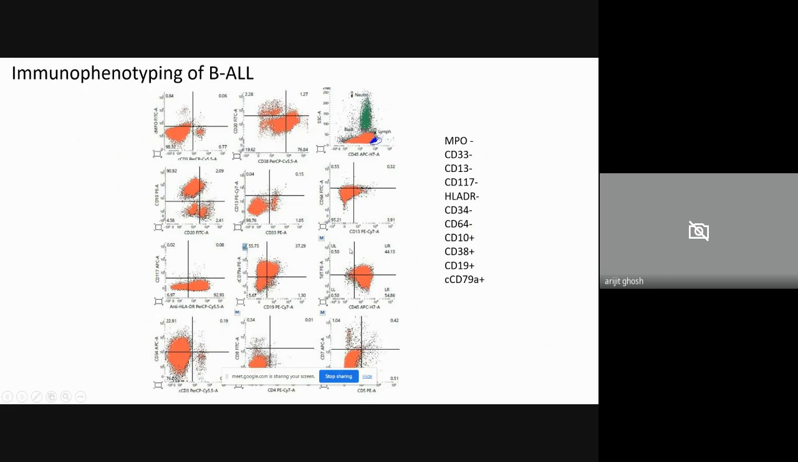Now here it is a B-ALL case. That's why CD10 is positive, CD19 is positive, cytoplasmic CD79A positive. Like you can see here, cyto 79A. These are all lymphoid markers. CD79A positive, CD10 positive, 19 is there. Here 19 is positive. That is why it was diagnosed as a B-ALL case.